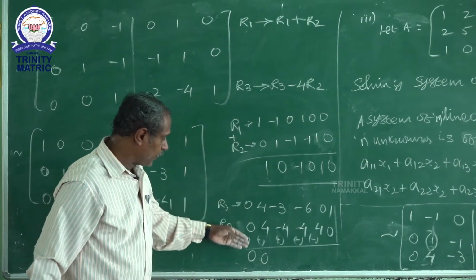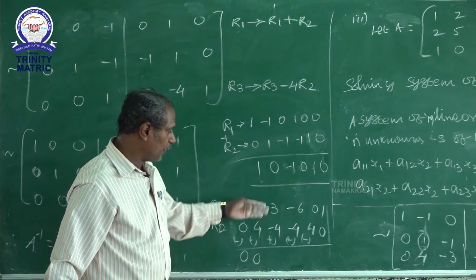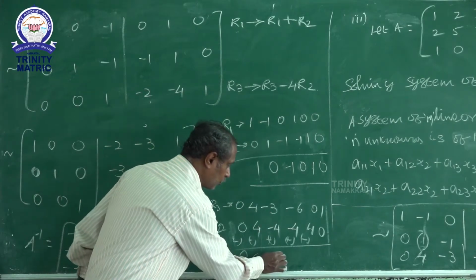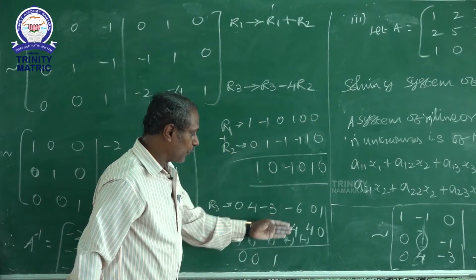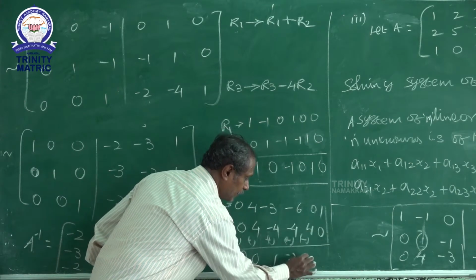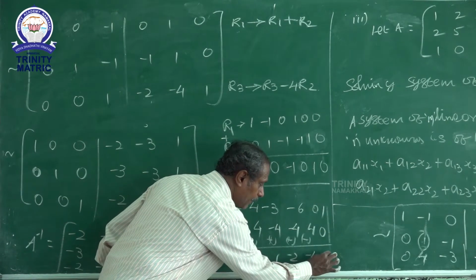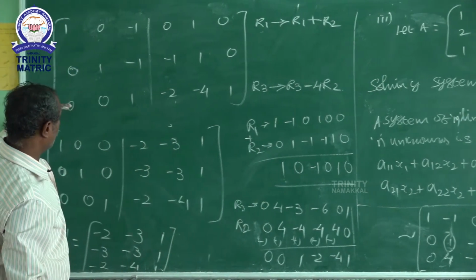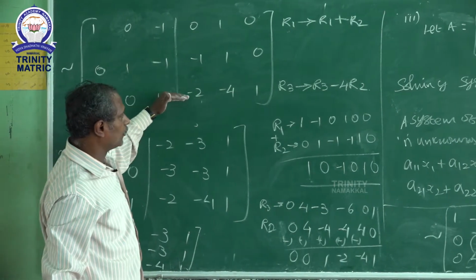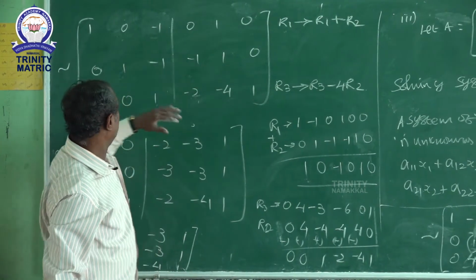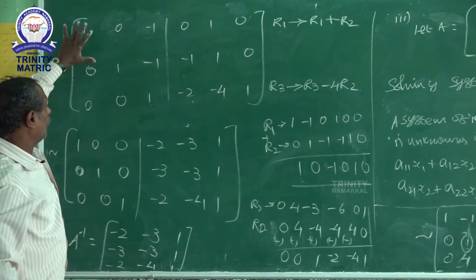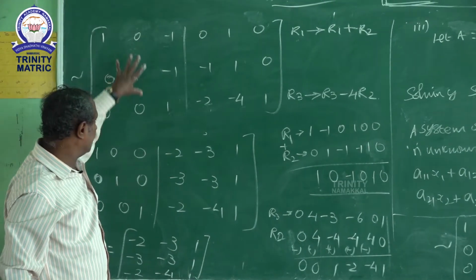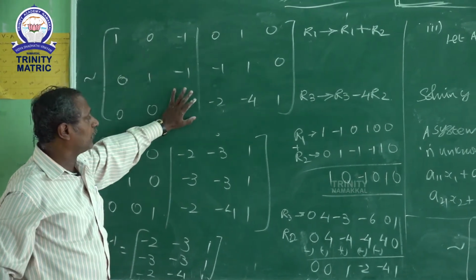So then 0 minus 0 is 0, 4 minus 4 is 0, minus 3 plus 4 you will get the value 1, minus 6 plus 4 you will get the value minus 2, 0 minus 4 is minus 4, 1 plus 0 is 1. So that is how we got 0 0 1 minus 2 minus 4 1. After that, the first column is in the format of the identity matrix, and the second column is also there. Then move on to the third one.